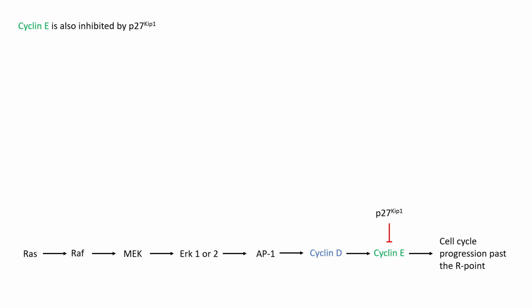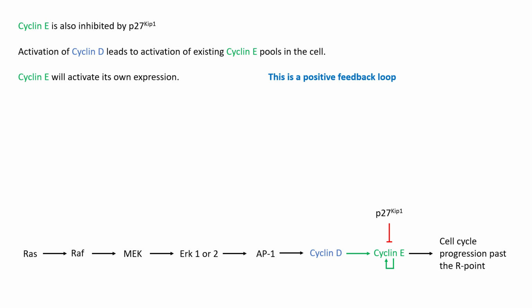Cyclin E is inhibited by p27-KIP1, so we're showing that inhibition step on cyclin E below. Activation of cyclin D leads to the activation of existing cyclin E pools in the cell. So cyclin E levels are pretty low in the cell at this moment, prior to activation of cyclin D, and cyclin D will go on and activate the existing pool of cyclin E within the cell. Cyclin E activates its own expression. This is a positive feedback loop. By expression, we mean gene expression, so more cyclin E is made.